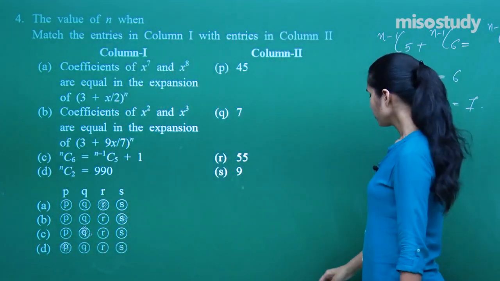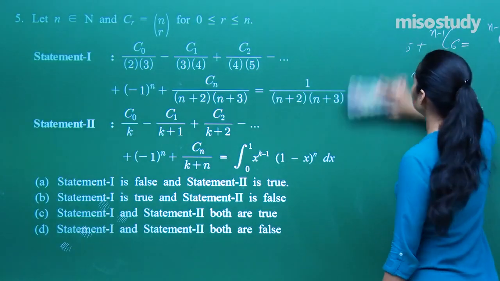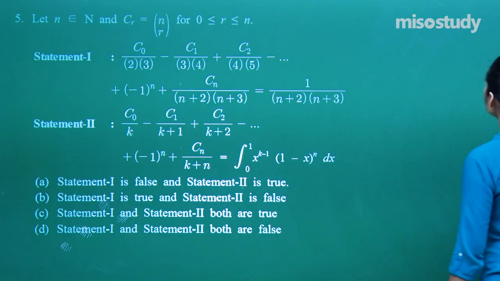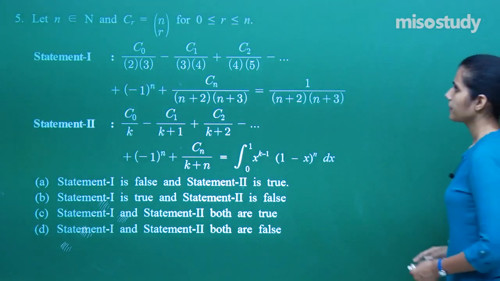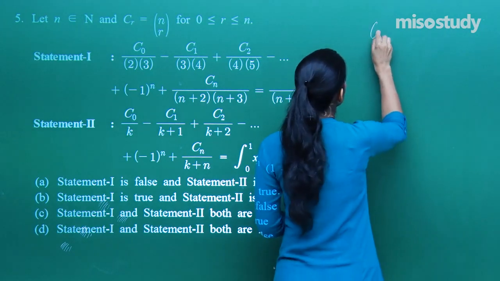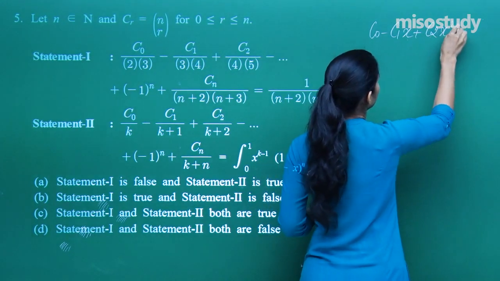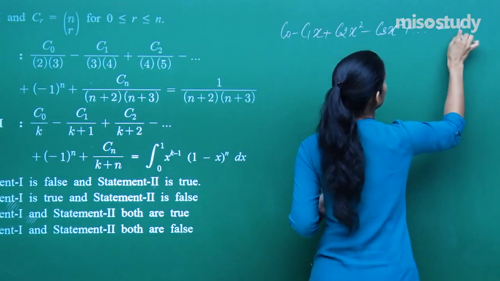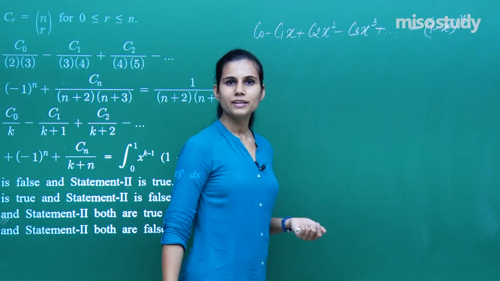Clear? Moving on to the next, we have, this is my n and Cr is actually nCr. Statement 1 and statement 2 are given to us. Let's talk about them. Over here, C0 minus C1x plus C2x squared minus C3x cube plus and so on can be written as (1 minus x) whole to the power n. We have done this expansion.